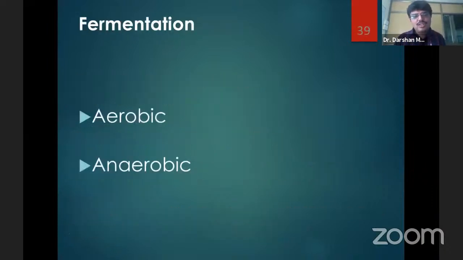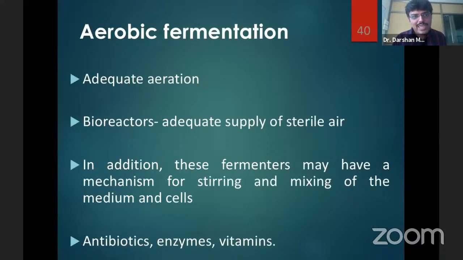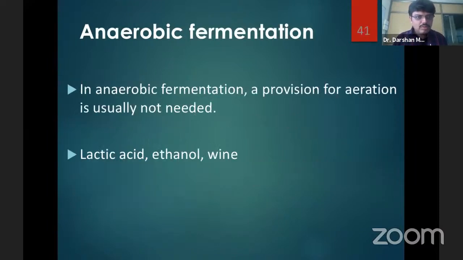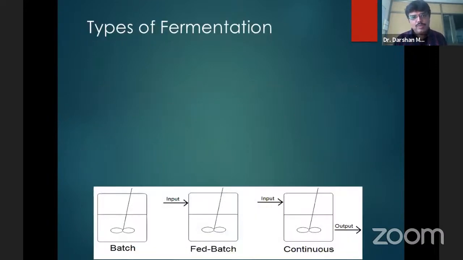Right? So on the basis of oxygen, you can classify fermentation into two parts. One is aerobic, another one is anaerobic. Aerobic, you are aware, requires air basically. Examples are antibiotics, enzymes and vitamins. They are a part of aerobic fermentation. Another one is anaerobic, where you are performing lactic acid, ethanol, as well as wine fermentation. So they come under the category of anaerobic fermentation.